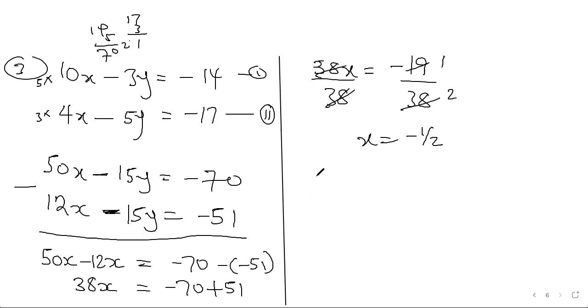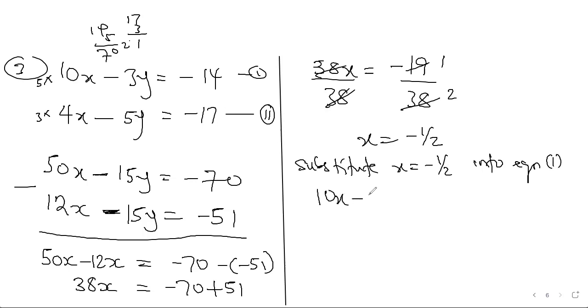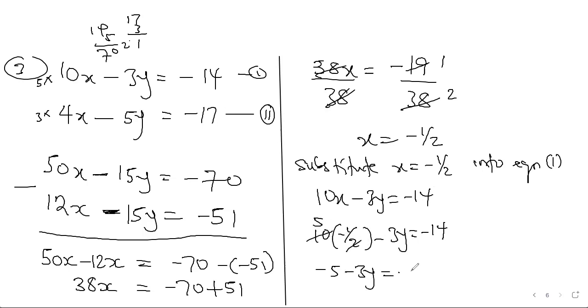Then I can substitute the value of x into any of these equations. So if I substitute x equals minus half into equation 1, I'll have 10x minus 3y equals minus 14. So 10 into minus half minus 3y equals minus 14. So 2 can cancel this, giving 5. So we have minus 5 minus 3y equals minus 14. We transfer the minus 5 there: minus 3y equals minus 14 plus 5. That should be minus 9.